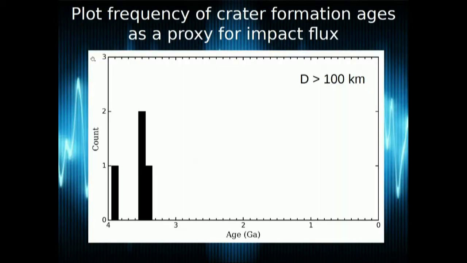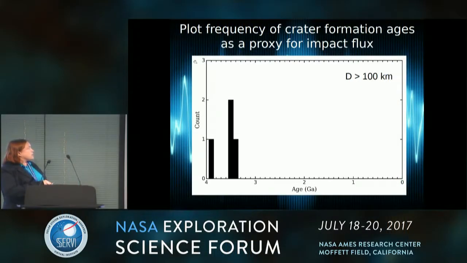And so in order to do the analysis, what we start with is we plot the frequency of crater formation ages as a histogram as a proxy for impact flux. So here we see just the craters bigger than 100 kilometers plotted on the histogram, and we see that there actually were none of these that formed in the last 3 billion years.